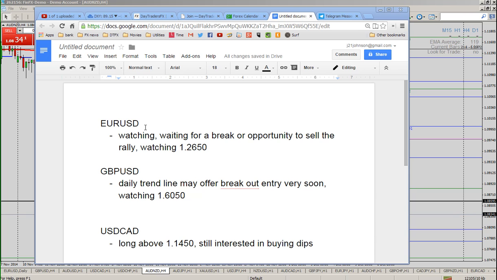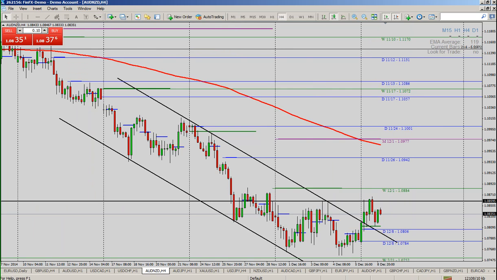Okay, so we've had some nice trades. We've had some things come and go and pass through and make some moves and all of that stuff. So right now, euro dollar is looking interesting. I'm watching for a rally, possibly a break opportunity, or a possible opportunity to sell a rally up around 126.50.